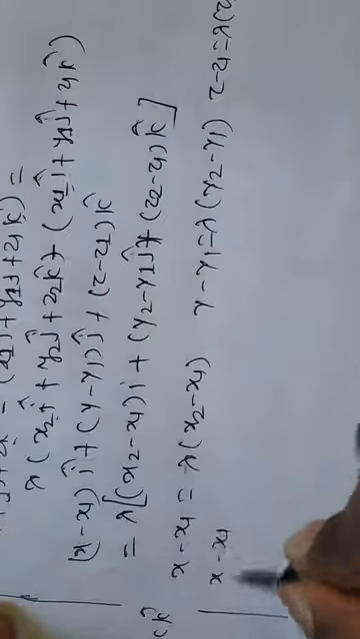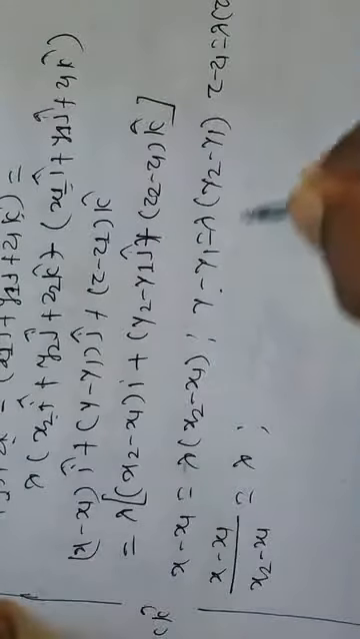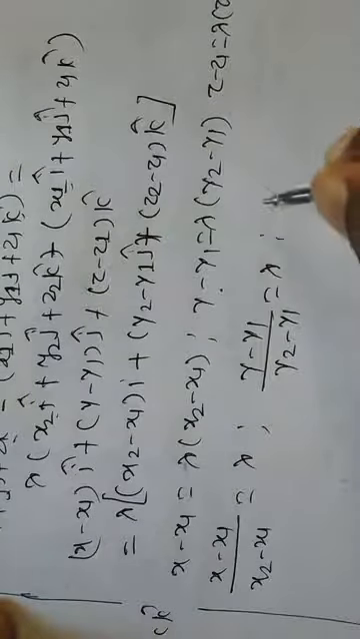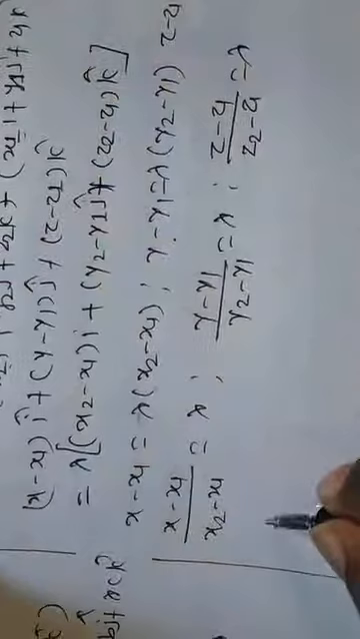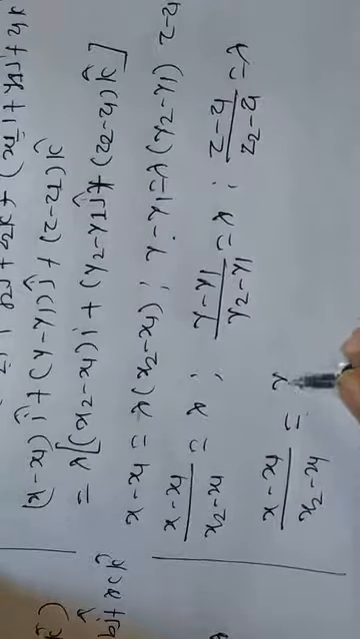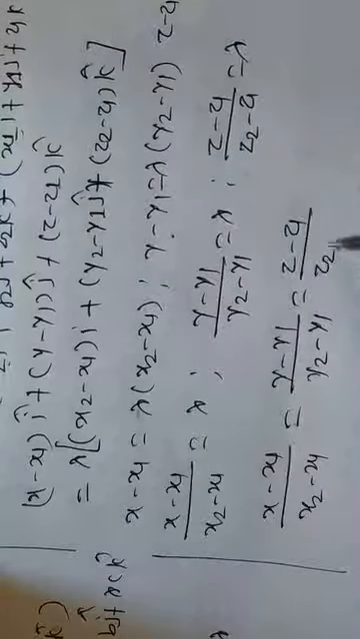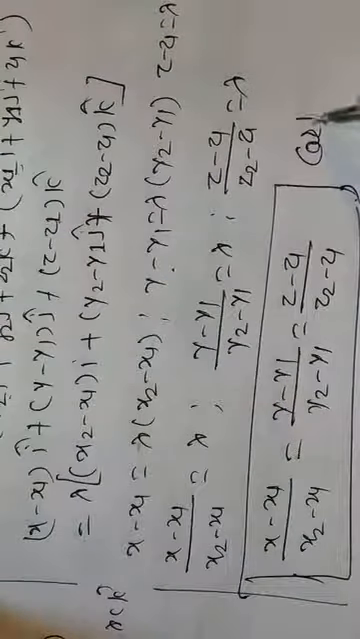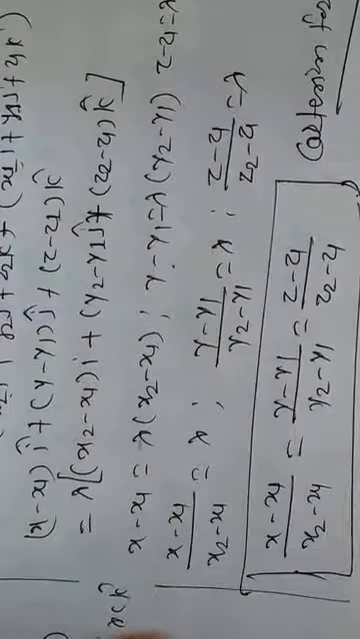Simply, here (x - x1)/(x2 - x1) is equal to lambda. Then again (y - y1)/(y2 - y1) is equal to lambda. And now (z - z1)/(z2 - z1) is equal to lambda. Because all are equal to lambda, they are all equal to each other: (x - x1)/(x2 - x1) = (y - y1)/(y2 - y1) = (z - z1)/(z2 - z1), and this is the Cartesian form of a line which passes through the two given points.